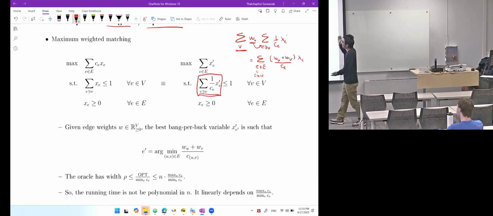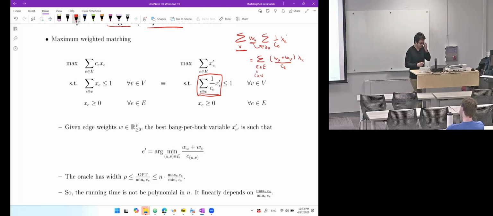But okay, you can find the best bang per buck variable easily, just here. But now you need to compute the width as well. We will see that the width is not as good. It's not just going to be n. It's going to depend on the max and min cost of edges. So let's see a bit why.